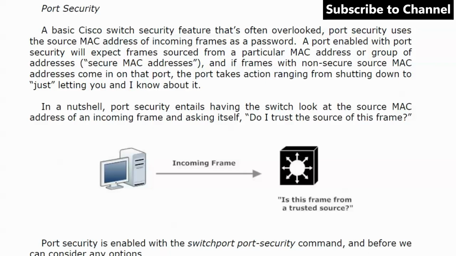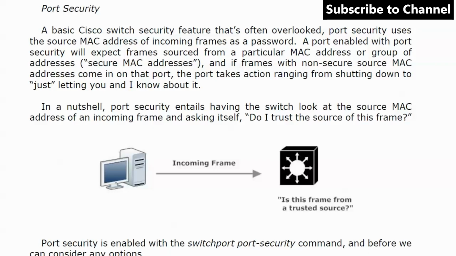What we're going to have is a table of secure MAC addresses. And it could just have one secure MAC address in it. It's on a per port level. So one port will have some secure MAC addresses, another port may have others. And if frames with non-secure source MAC addresses come in on that port, the port takes action ranging from shutting down entirely to just letting you and I know about it.